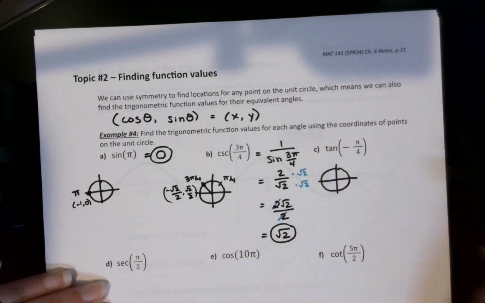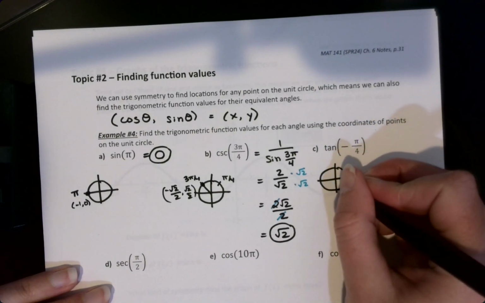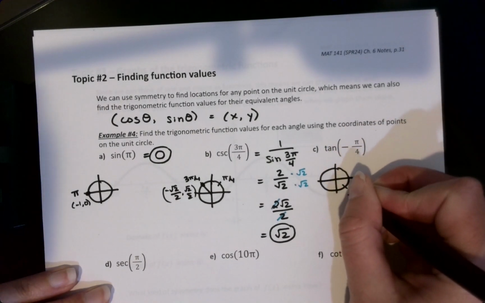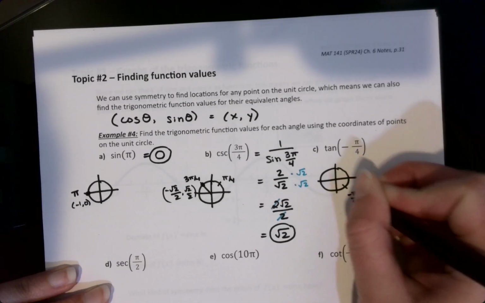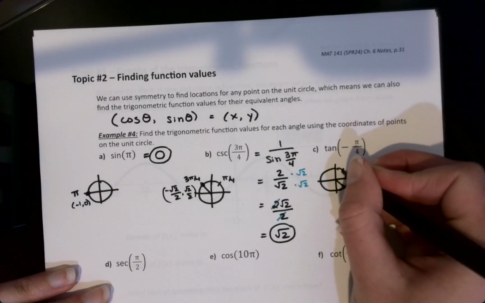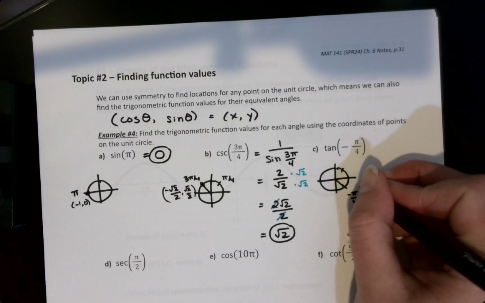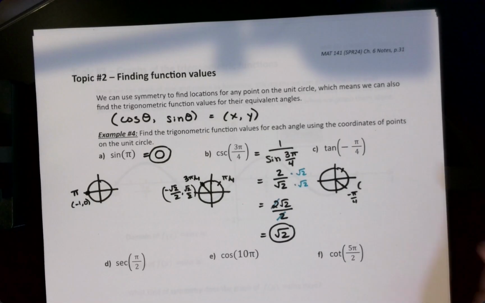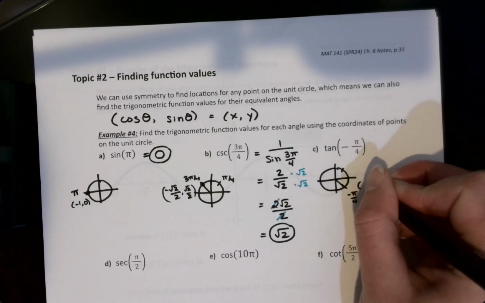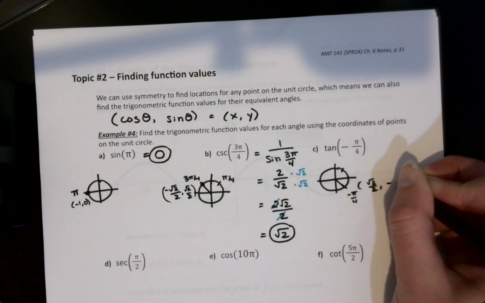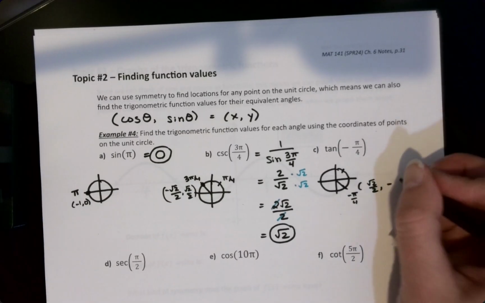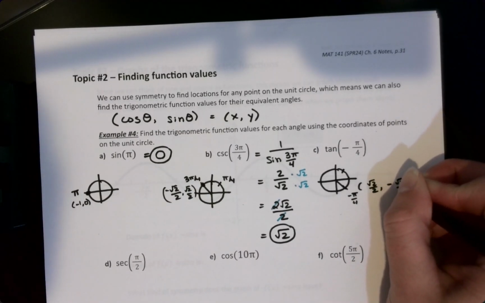So tangent, this angle is negative pi fourths. So that is pi fourths in the negative direction. Similar to the positive pi fourths, which would be root 2 over 2, this ordered pair is going to have a positive x coordinate with a negative y coordinate, so negative root 2 over 2.